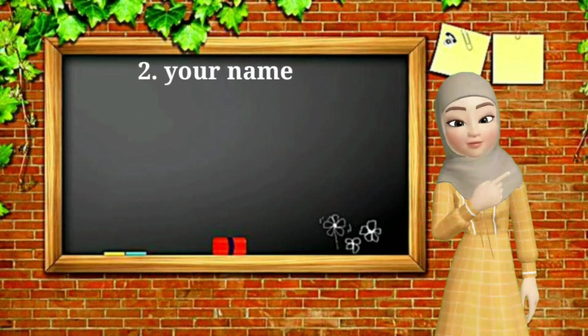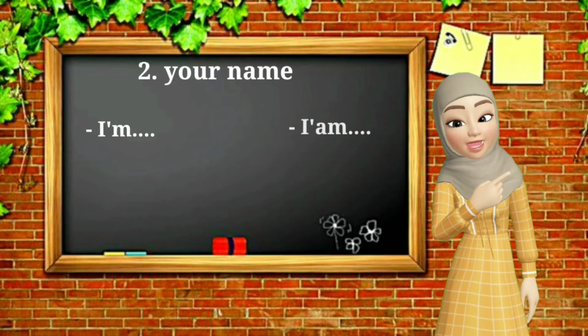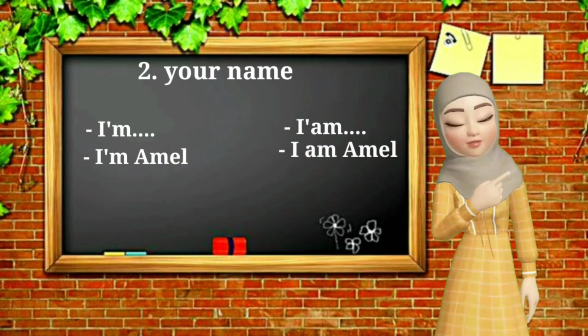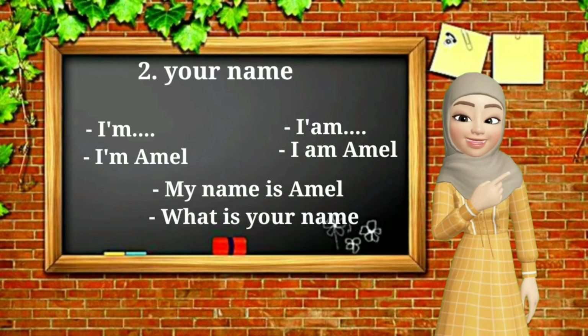Okay, next is your name. You can introduce yourself like, I am or I'm. I am Amel or I'm Amel. So if you want to introduce your name in a class, you can say, my name is Amel. And you can ask back, and you, what is your name?